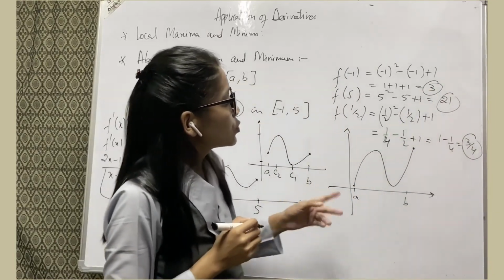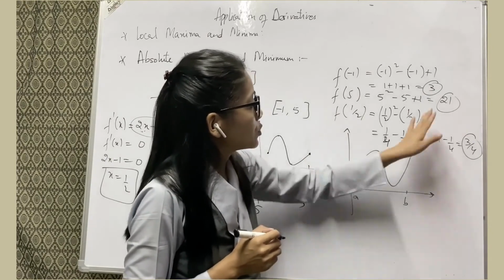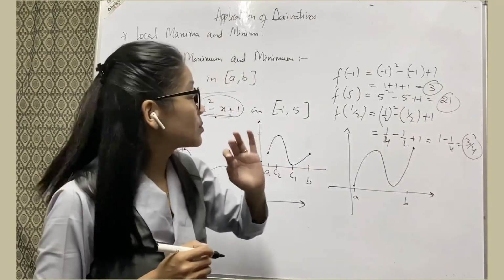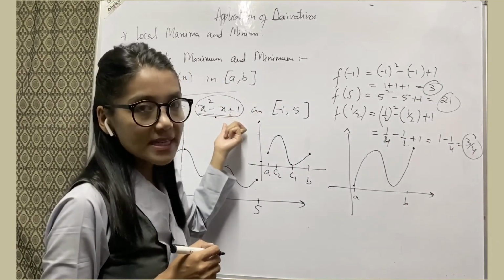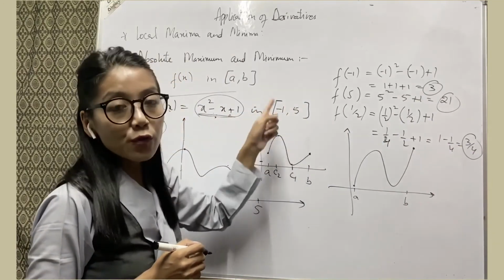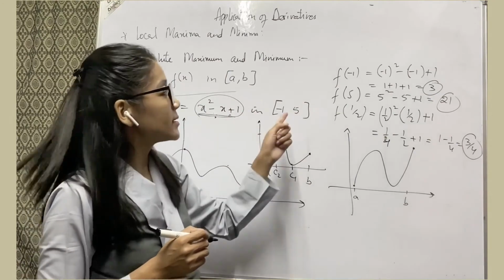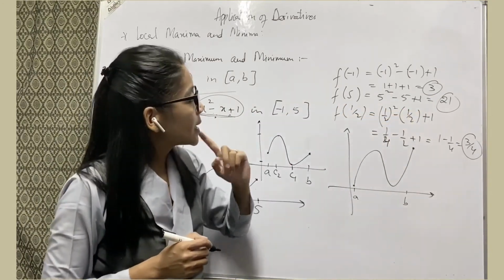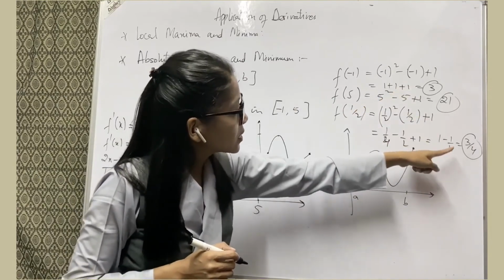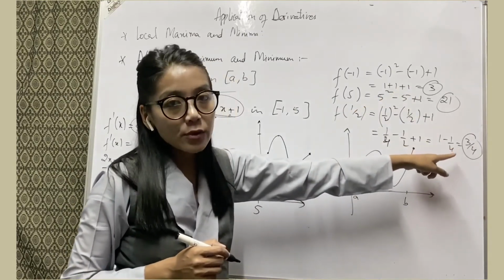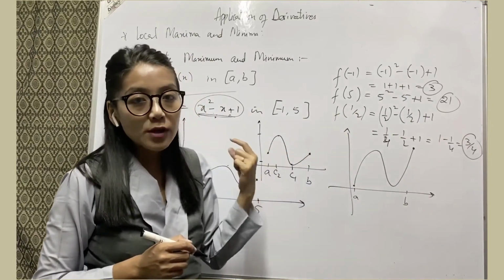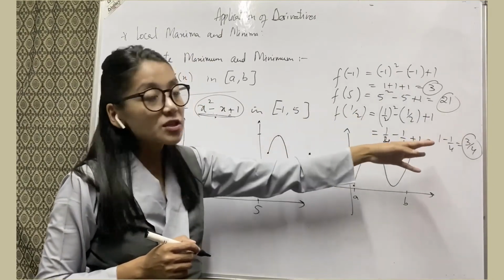Now look here, which is the maximum value? 21. So 21 is the absolute maximum value of this function. And 5 is the point of maximum value of the function, because at this point 5, the function is attaining its maximum value. And which is the minimum value? 3 by 4 is the minimum value. And half is the point of minimum value of the function, because at half the function is attaining its minimum value.